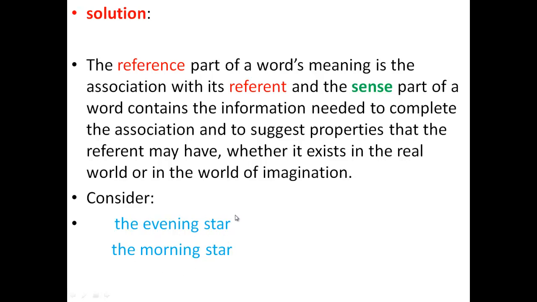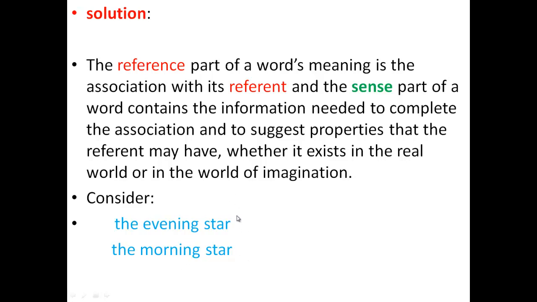The evening star refers to the same entity, the same unit, which is referred to by means of the morning star. Both of them refer to Venus, but in terms of sense they are different. Evening is not the same thing as morning. Here it's the star that we see in the evening, here it's the star that we see in the morning. So in terms of sense they are different, but in terms of reference they are the same.